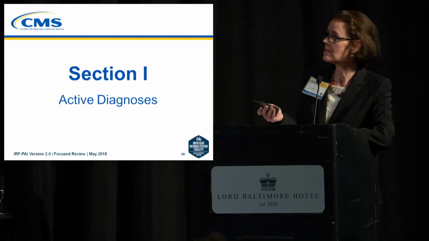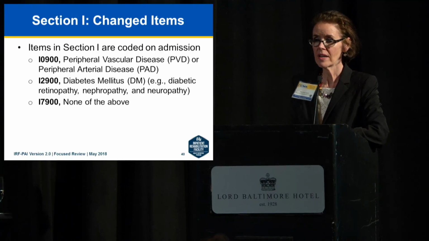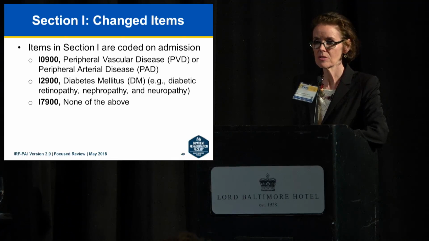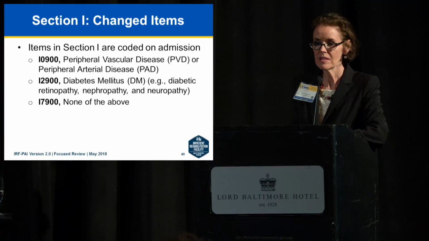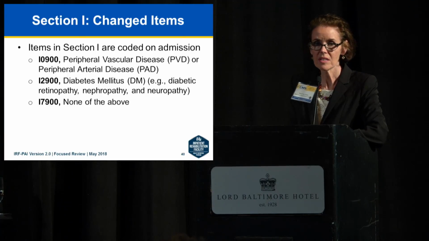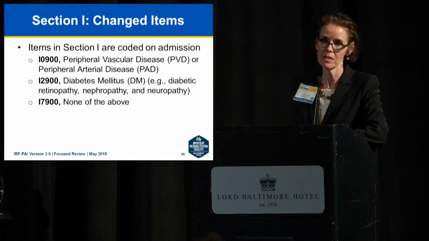Okay, active diagnoses. Section I has slight changes here. For item I-0900, peripheral vascular disease or peripheral artery disease are in one category, so they've been combined. I-2900, diabetes, includes diabetic retinopathy, nephropathy, and neuropathy. And I-7900 is none of the above. This is a checkbox item. You can check more than one, for those of you who do this on a regular basis. So you could have a patient who has a checkbox for peripheral vascular disease and also has diabetes.